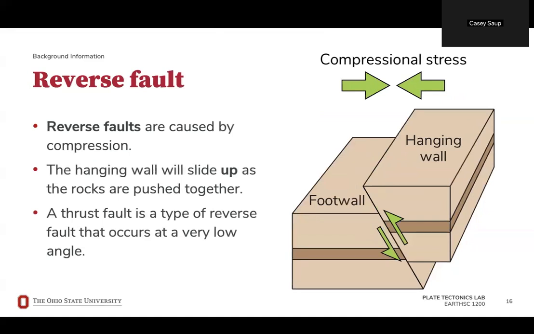Reverse faults are caused by compressional forces pushing rocks together. In this case, the hanging wall moves up relative to the footwall. A thrust fault is a special type of reverse fault that occurs at a very low angle, often less than 45 degrees. Reverse faults are common in areas of crustal shortening, such as at convergent plate boundaries.